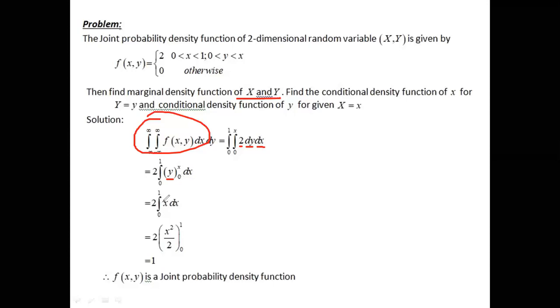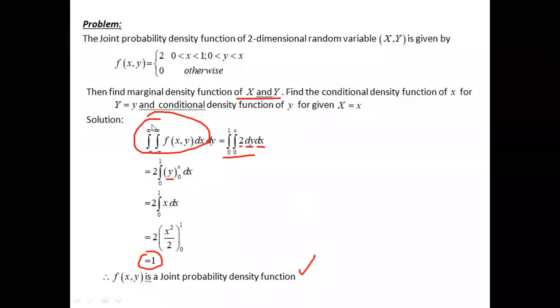Now doing integration with respect to x, the integral of x is x squared by 2, and the x limits are 0 to 1. Substituting the upper limit, we get 1 by 2 minus 0. So the 2 gets cancelled and we get 1. Therefore, the total area between the given limits for the probability density function is equal to 1. Therefore, we say this is a valid probability density function.